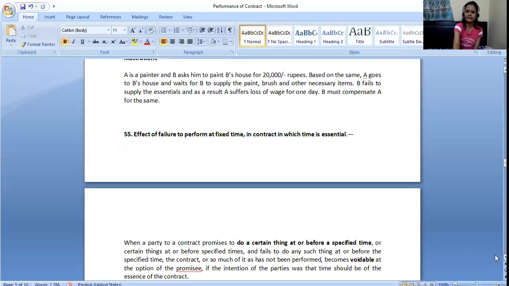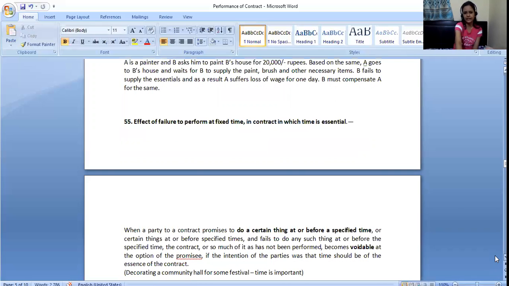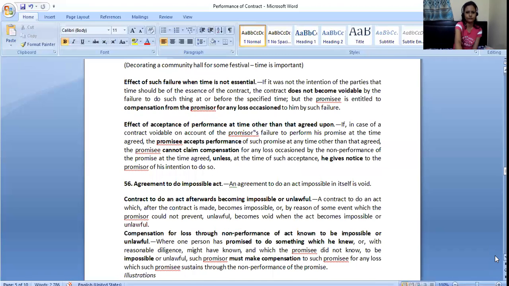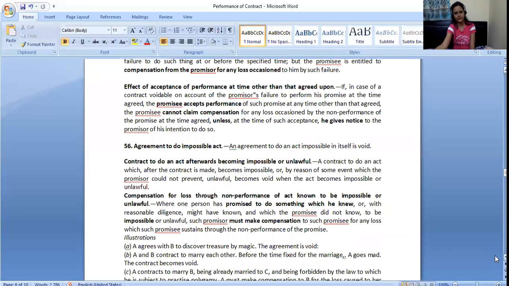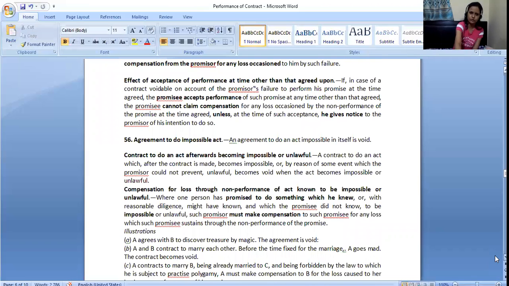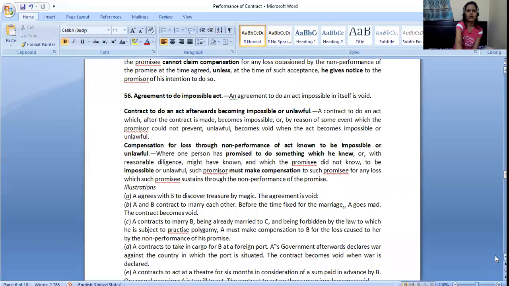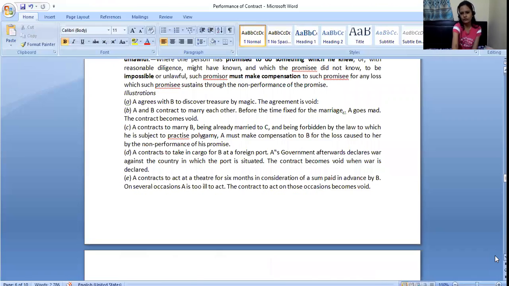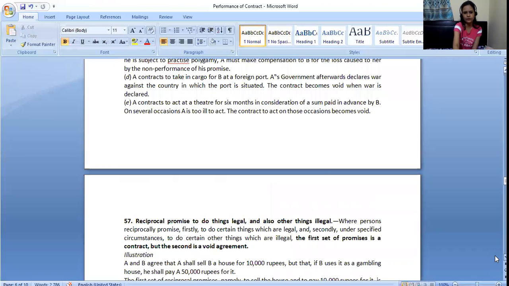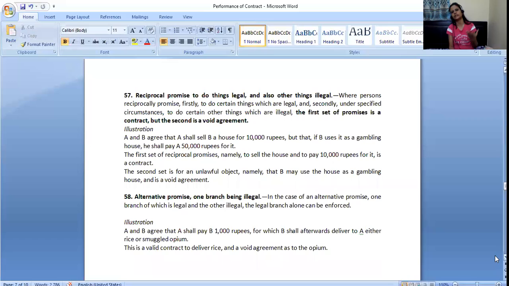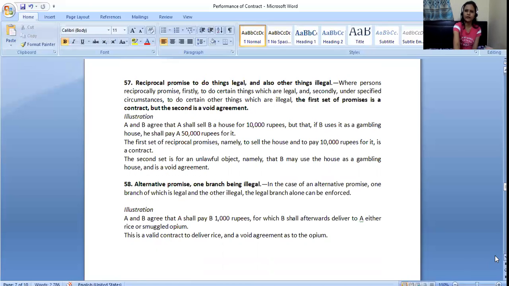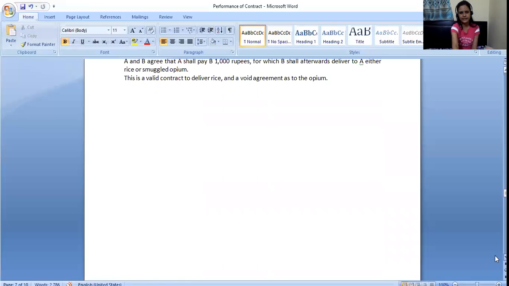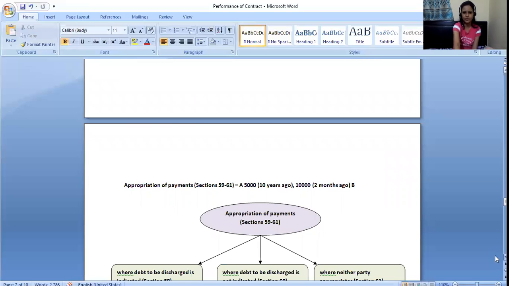If any time frame is fixed, it should be done within that time frame only. Otherwise, you may have to give compensation to the other person also. If it is to do some kind of an impossible act or unlawful act, then also you are not bound to perform it. If it is something that involves both legal and illegal things, for legal things you are responsible, for illegal things you are not responsible. If there are alternate promises, one legal, one illegal, for the legal one you are responsible.